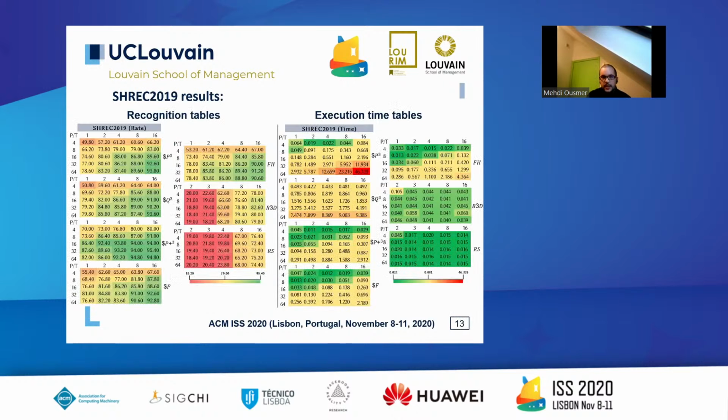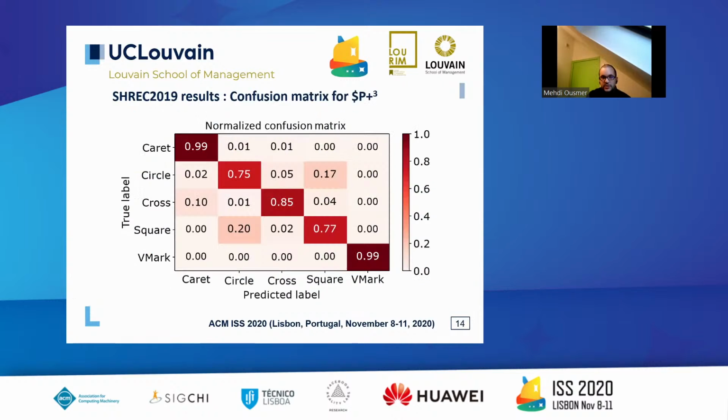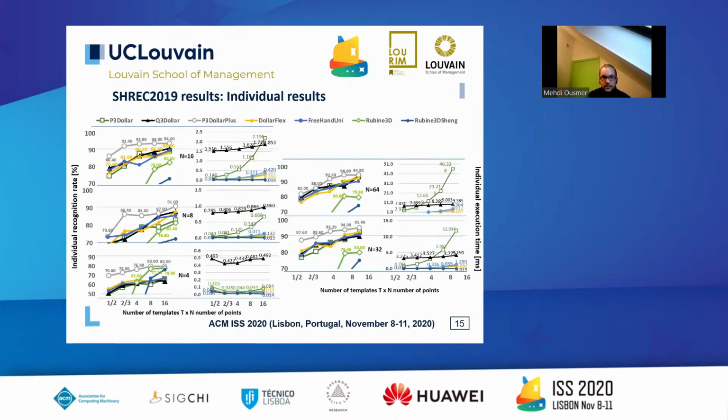In the next slide, we present some examples of graphics and tables. They are produced from the test results on each dataset for diverse conditions. We generated a normalized balanced confusion matrix for $P plus Q. We also plot individual results for different conditions.